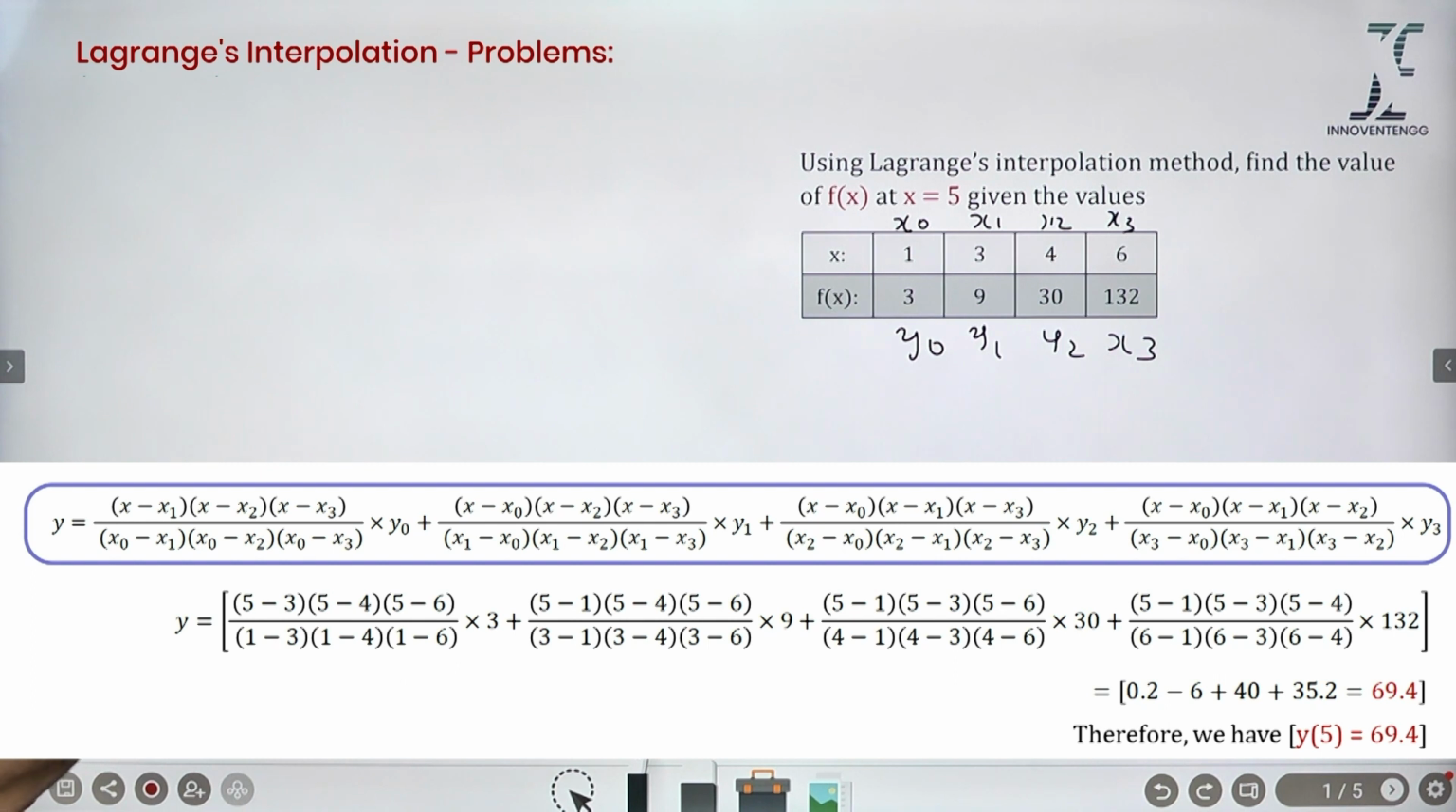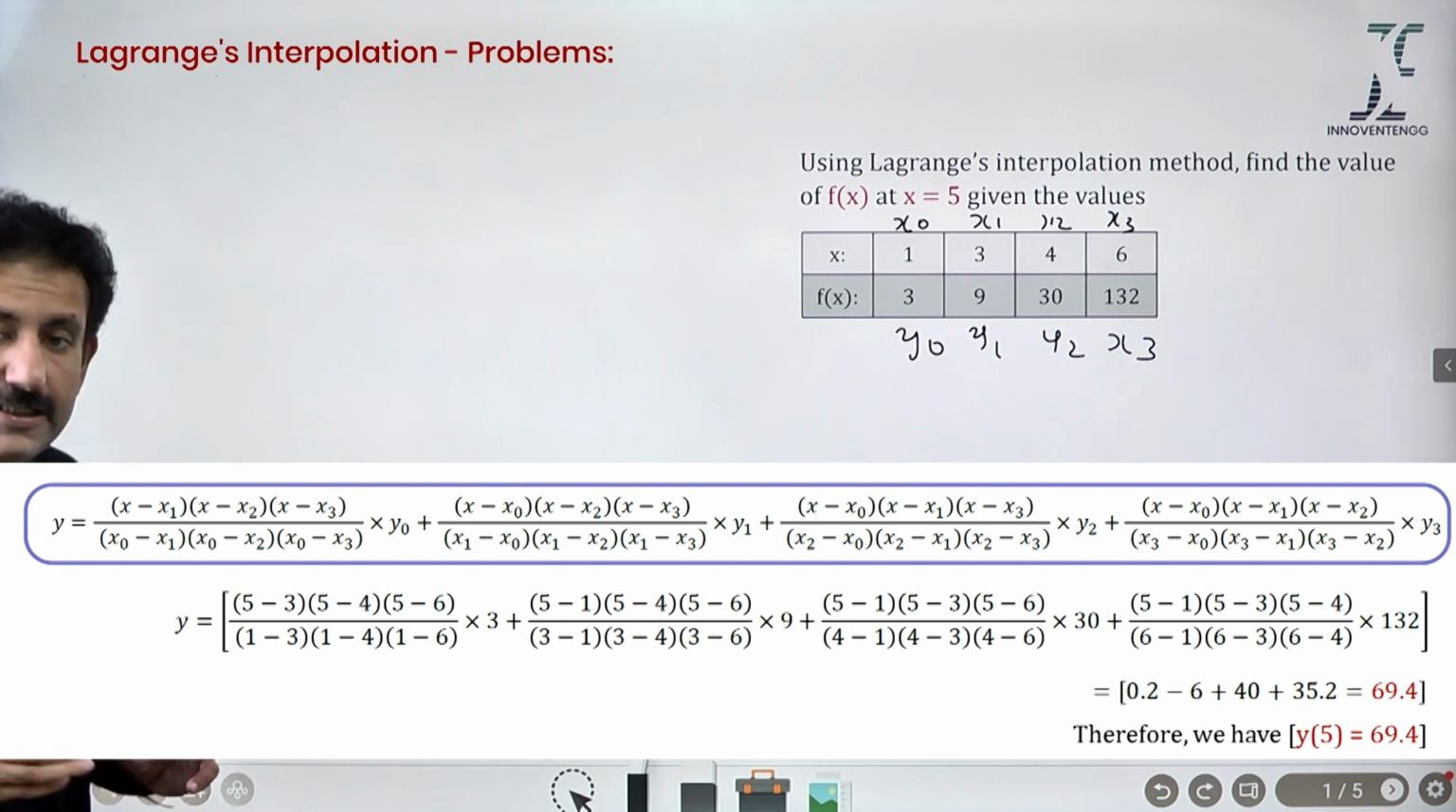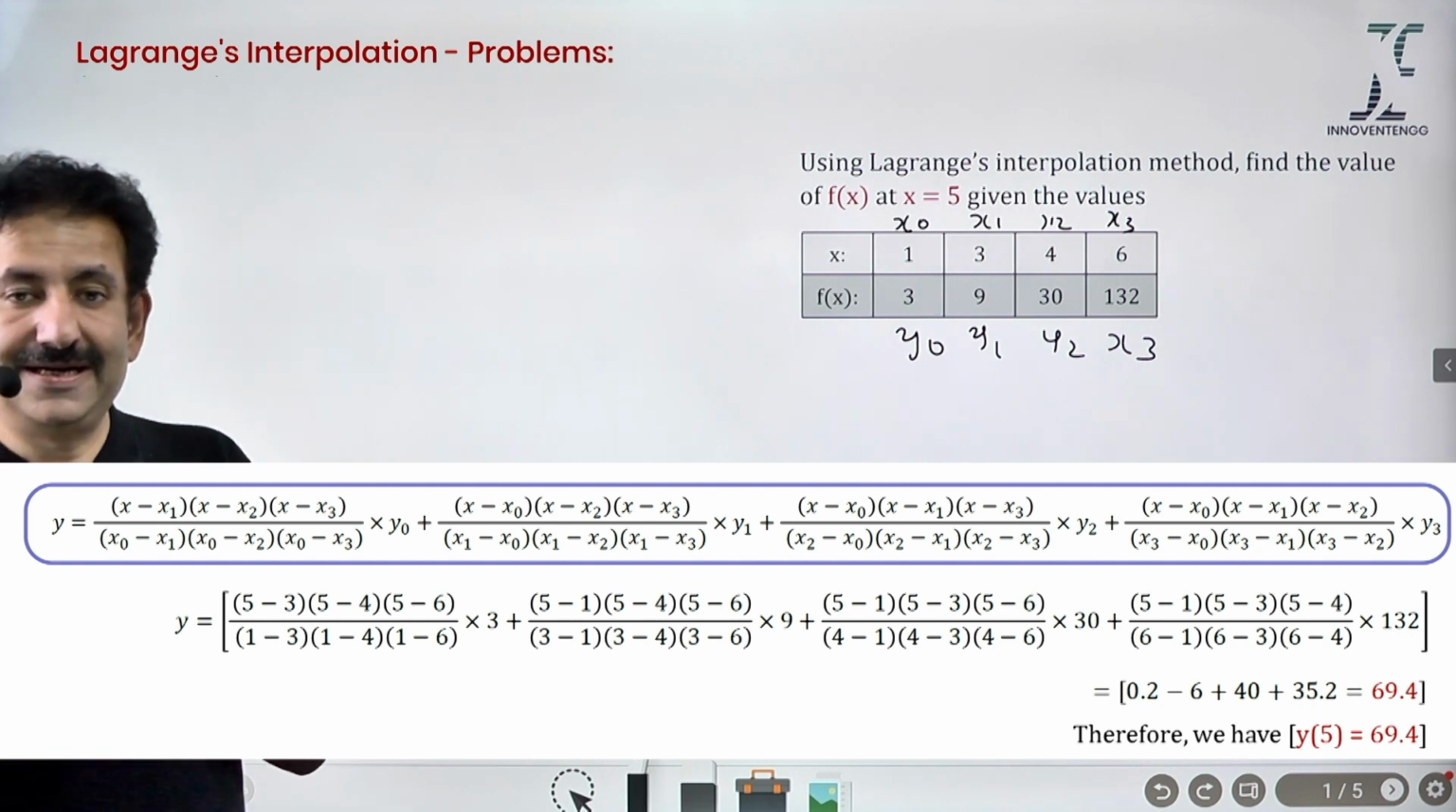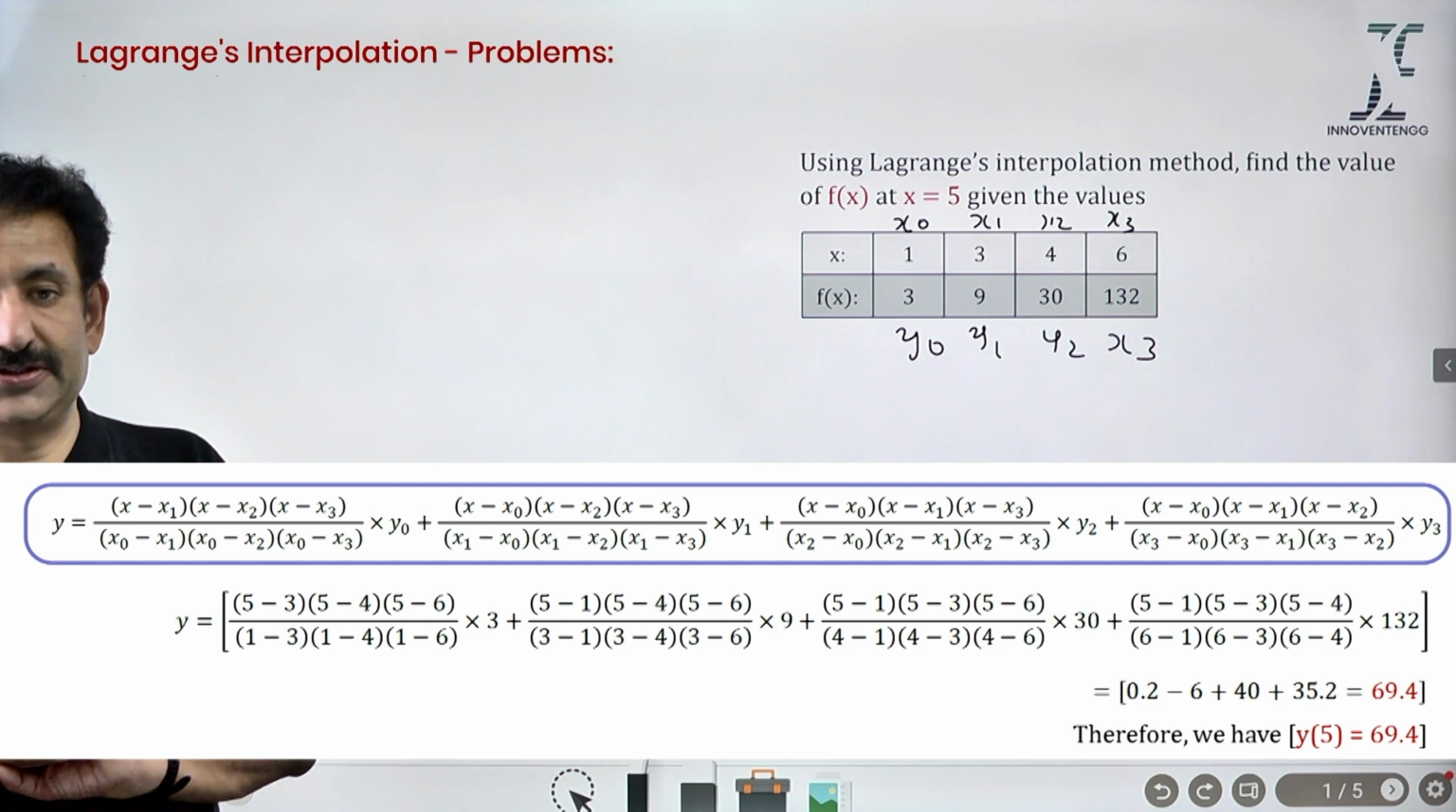So this is true for any x. So therefore, if you want to seek x equal to 5, what is the value of y? It becomes very, very easy. But if you want to understand what exactly is the nature of the cubic polynomial, how exactly it looks, you can simplify and get the cubic polynomial. So that concludes one more typical Lagrange interpolation situation.